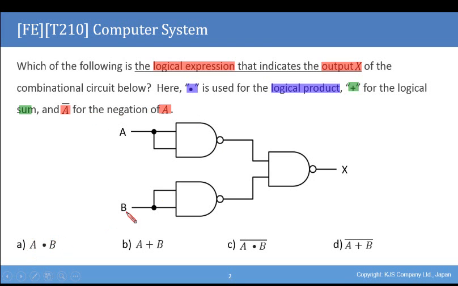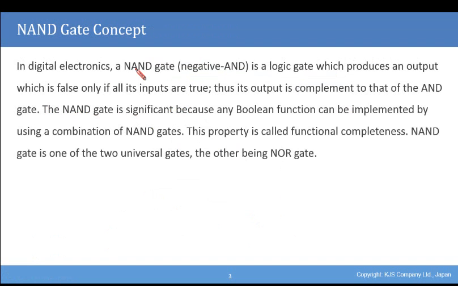Here we have our four answers and the combinational circuit below that's described in the question, and let's see which of these is the correct answer to our question. In digital electronics, a NAND gate, or a negative AND, is a logical gate which produces an output which is false only if all its inputs are true. Thus, its output is complement to that of the AND gate, hence the negative AND.